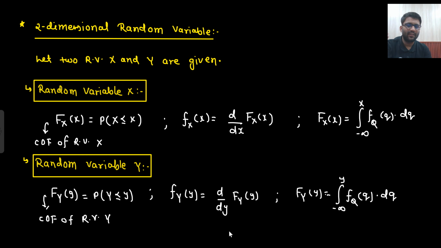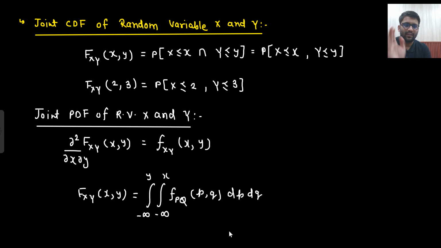Random variable x was given. You can find the CDF of random variable x and the CDF of random variable y. When you partially differentiate them, you get the PDF of x and the PDF of y. Then the joint CDF is defined. What is the meaning of joint CDF? It takes x and y both into action together, that means x taking a value less than or equal to x, and y taking a value less than or equal to y. From here you can get that.